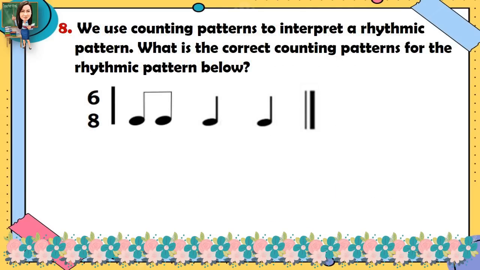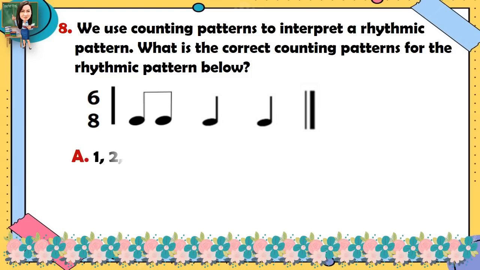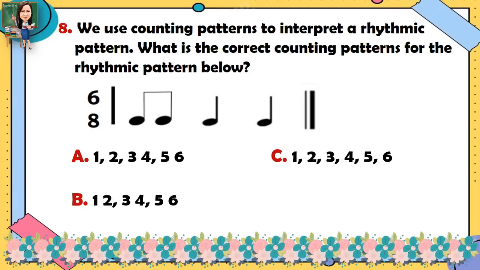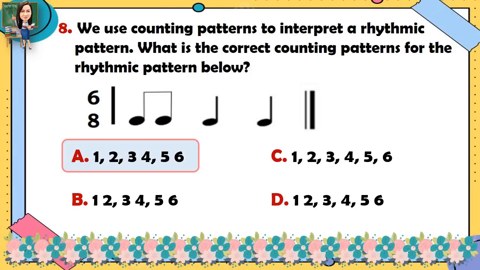Number 8. We use counting patterns to interpret a rhythmic pattern. What is the correct counting patterns for the rhythmic pattern below? A, B, C, or D? Very good. The correct answer is letter A.